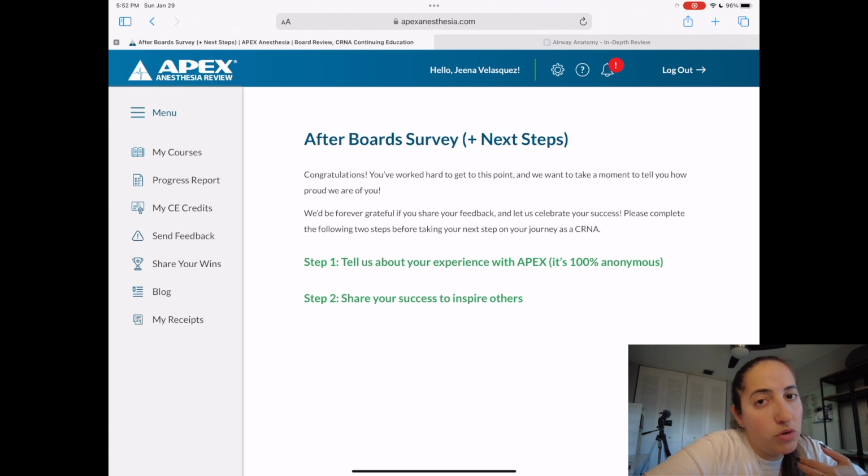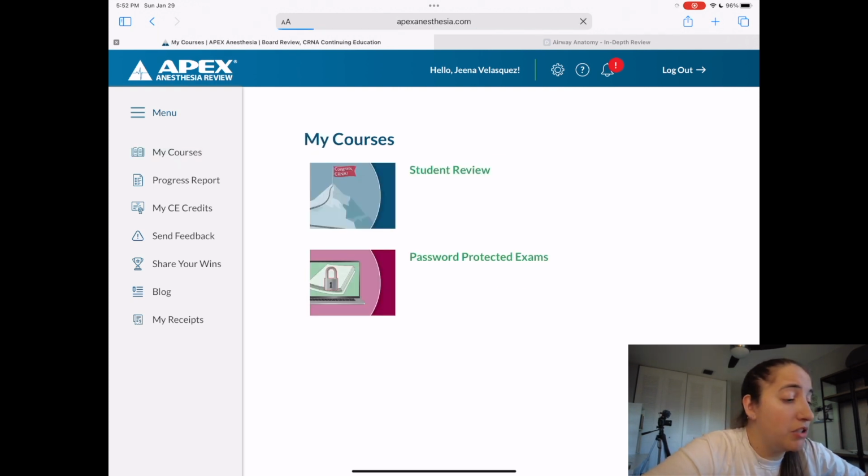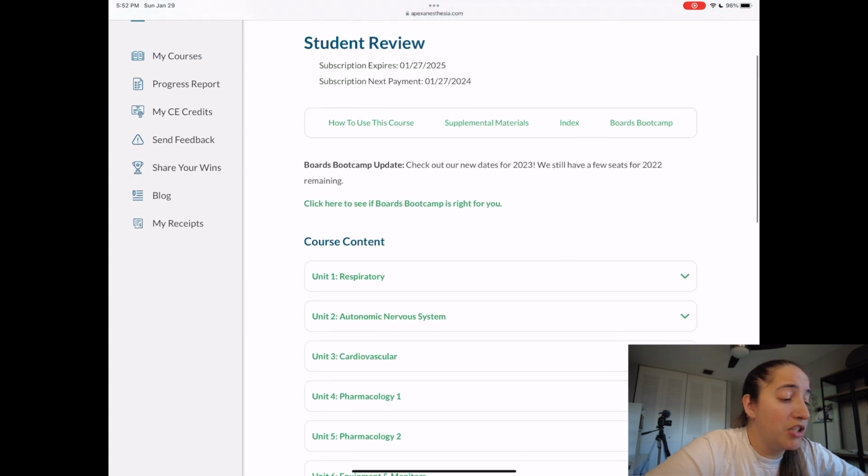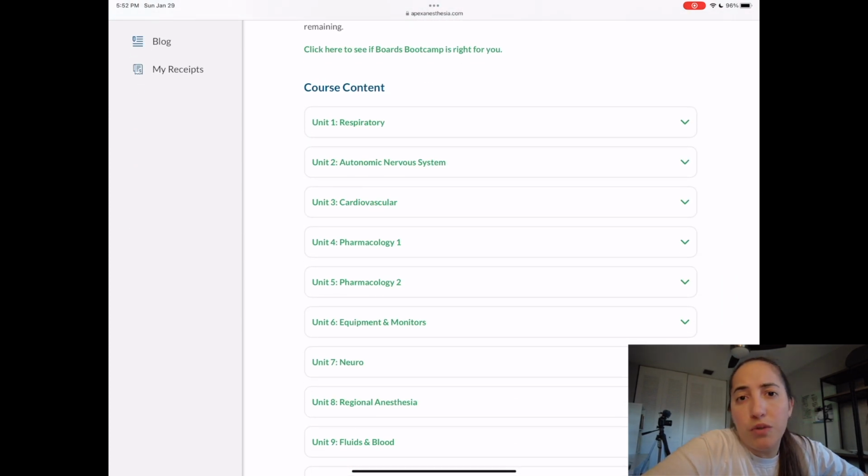I would assume most schools require the C exam. I'm not 100% sure on that, but the C exam is just the self-evaluation examination. It's just to determine where you would sit if you were to take your boards today, just the percentage chance of passing on your first try.